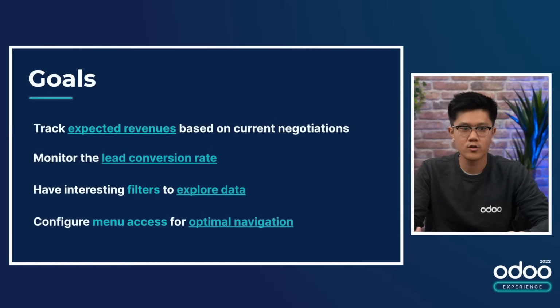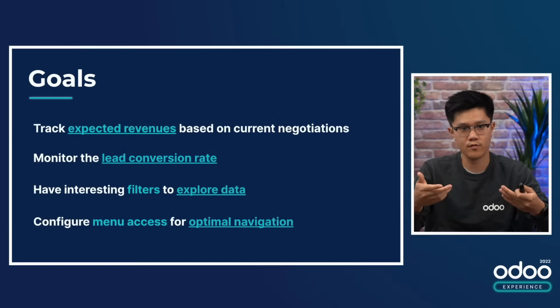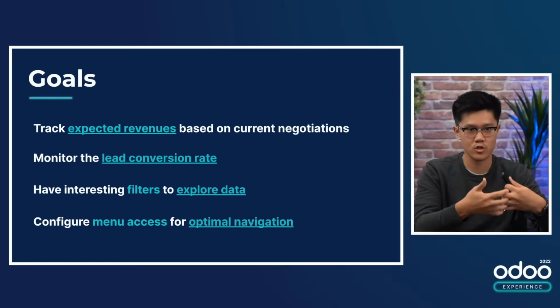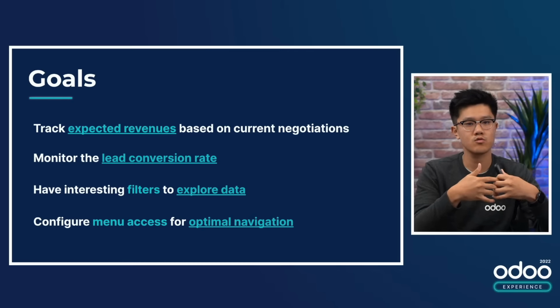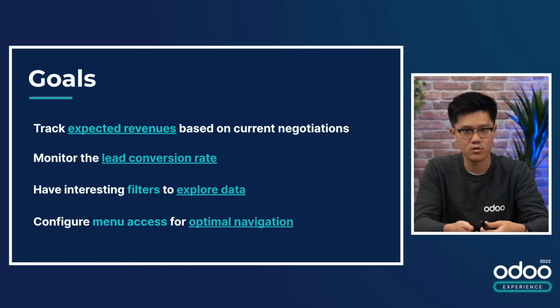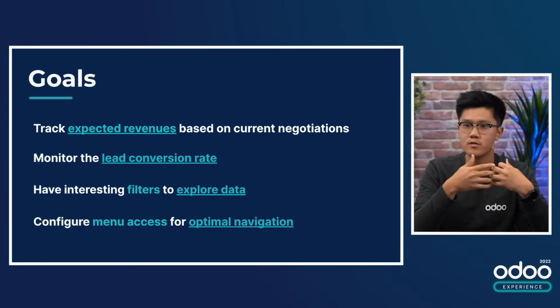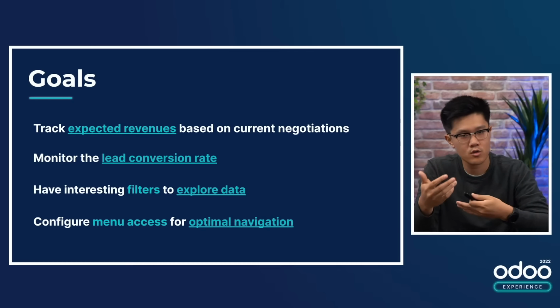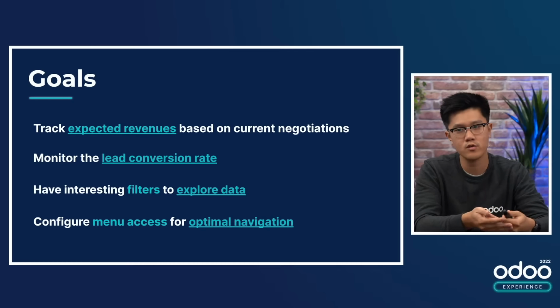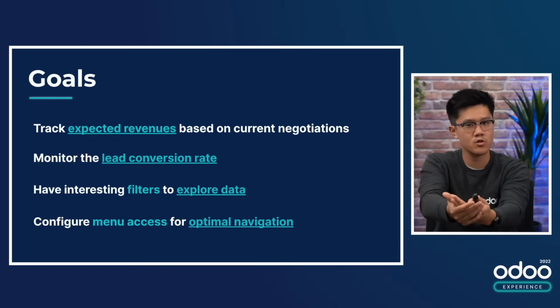And in order to measure their performance, let's agree on several goals that the dashboard will be able to achieve. The first one would be that you want to track the expected revenues based on current negotiations, meaning that when you have some prospects, you have a negotiation going on, and you expect a certain revenue if you are able to convert. This would be the first measure.